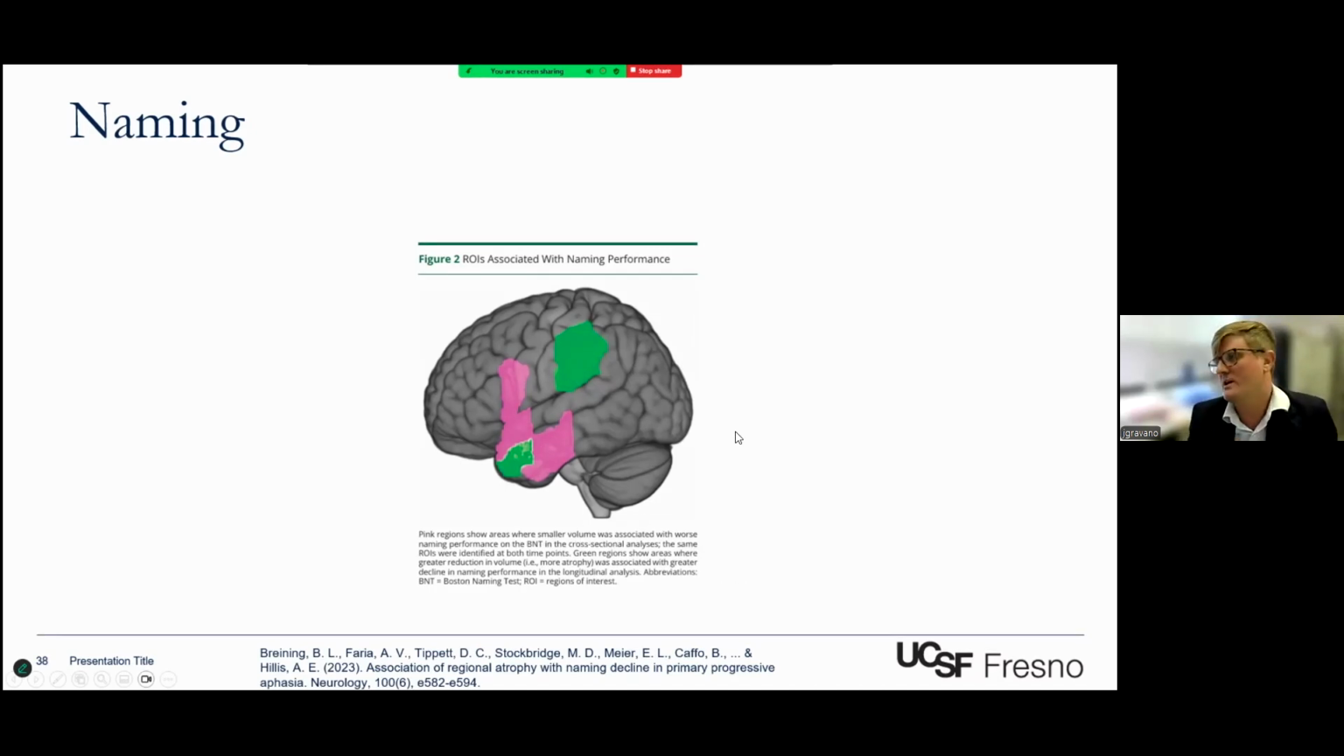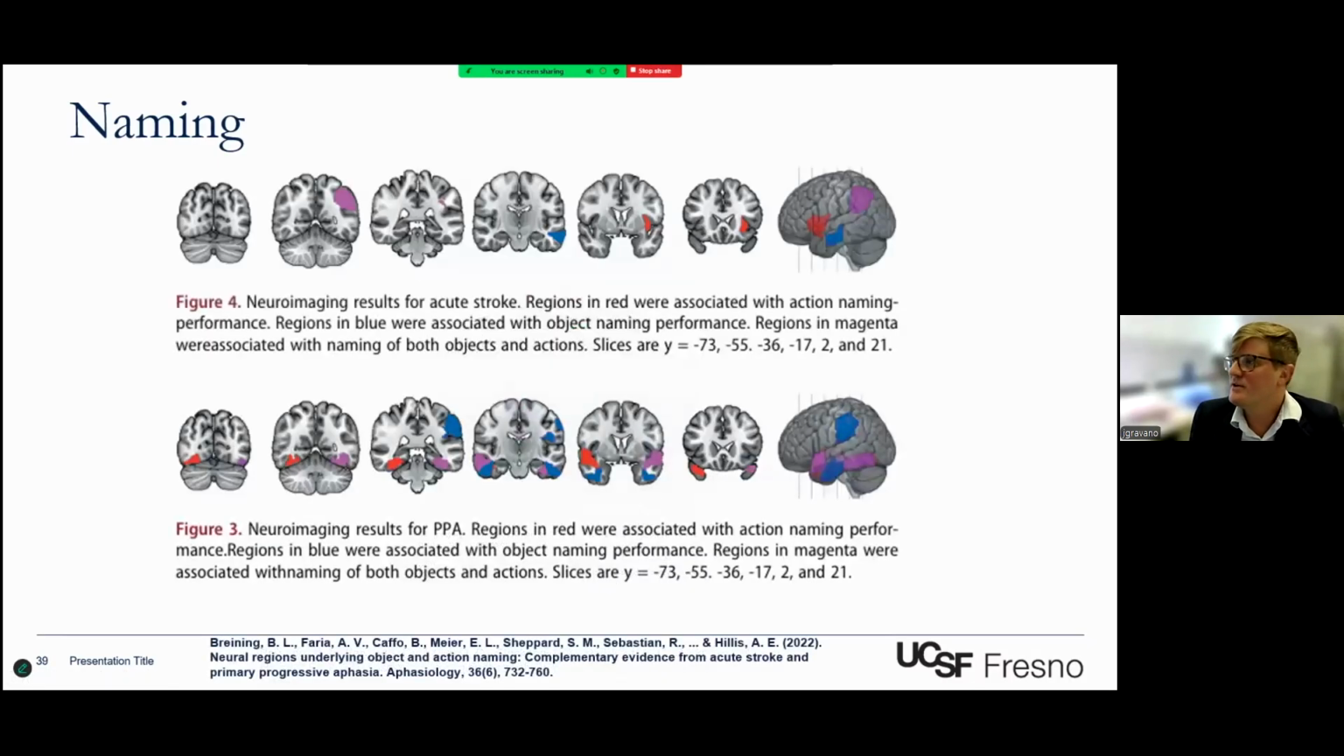This is specific to Boston naming test performance across a known interval. You can look also at how this might correspond to naming problems in other etiologies like stroke. This is a comparison attempting to look at the commonality and differences in the naming profiles and patterns here. So again, this is a PPA down below, regions in red with action naming, and regions in blue are associated with object naming performance. And this corresponds, I would say, very nicely to what you might expect in the functional neuroscience investigations with healthy controls to some extent.